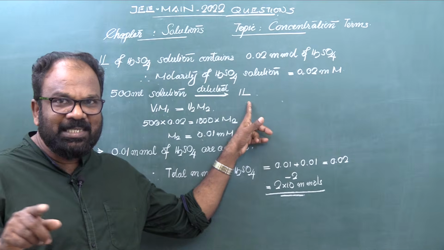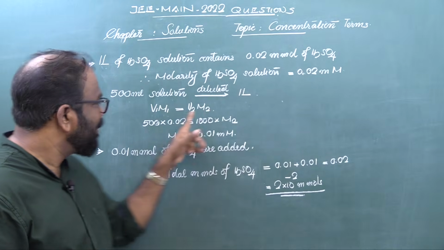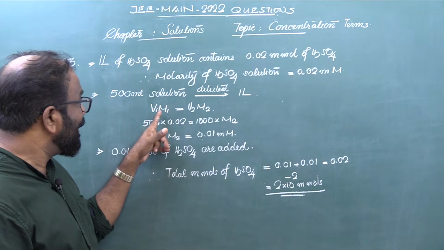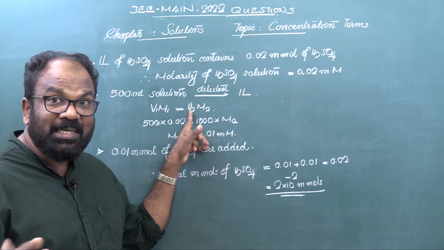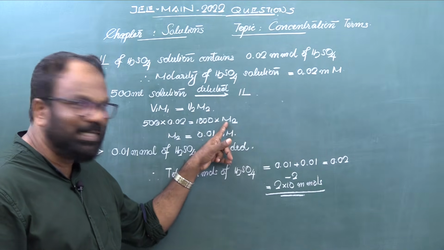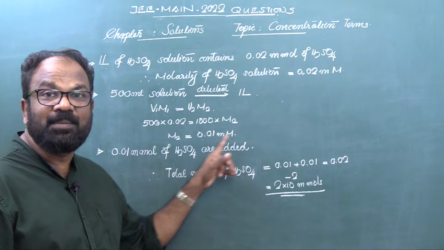For the dilution of the same solution, the equation is V1M1 = V2M2. V1 is the volume taken for dilution, that is 500, and M1 is its molarity, 0.02. V2 is the volume after dilution, that is 1 liter or 1000 ml, and the molarity of the resultant solution can be calculated, that is equal to 0.01 millimolar.